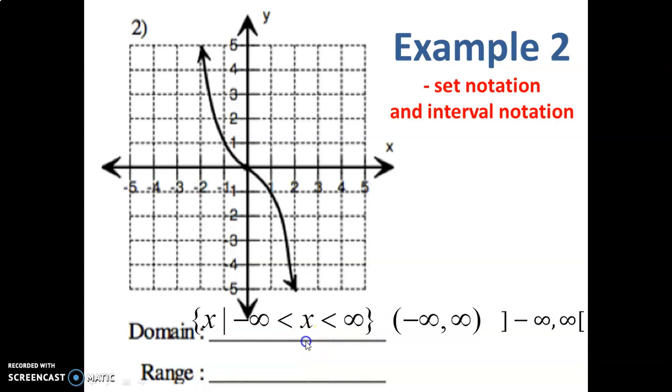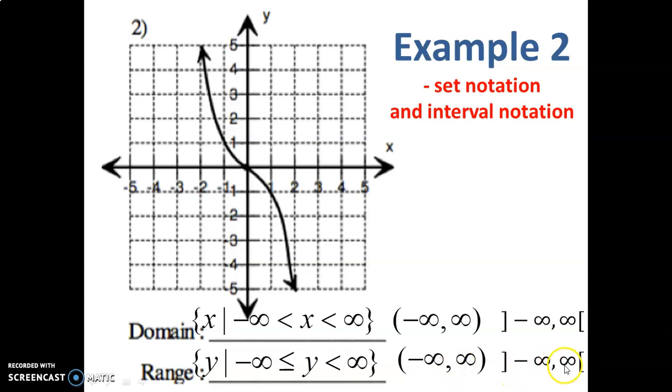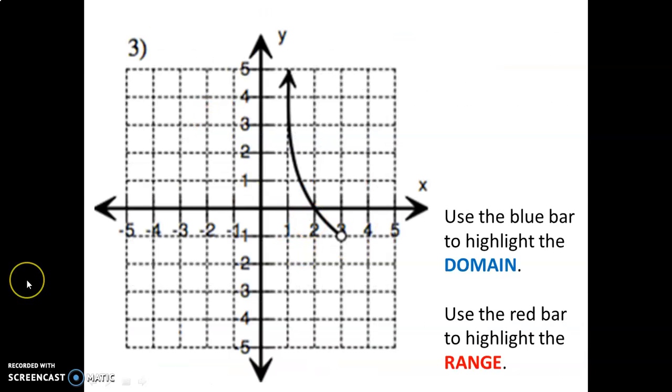How about the range? Range is the same, exactly the same. -infinity, negative y values all the way to positive infinity y values. It goes, all the y values are covered up and down, so like that. Or we can write it in interval notation, -infinity to positive infinity, or like this again, negative to positive. So in this case they're the same because the graph continues forever both ways.